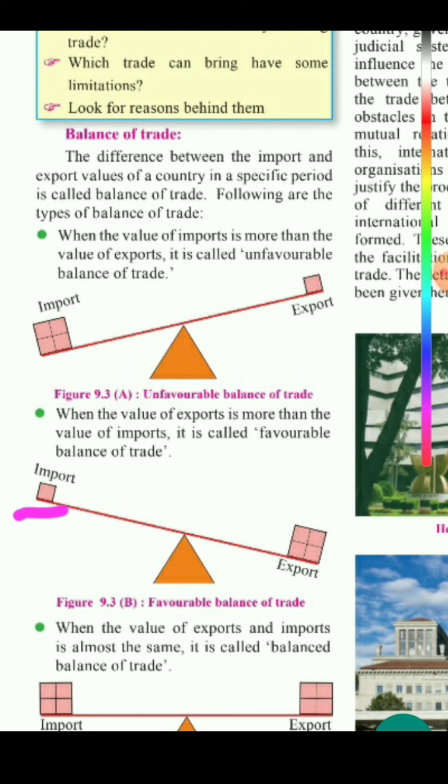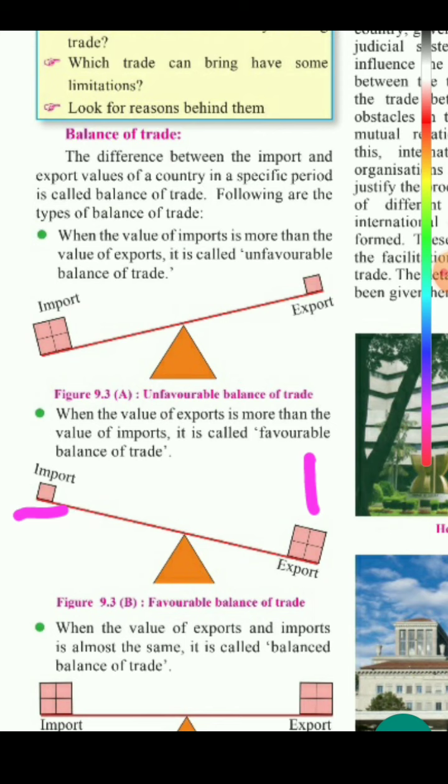Here your import is less, so can you see the seesaw has gone up, that side is up, and your export side is down. That means you are importing less but exporting more of your country's products. So when you import less, less amount goes out of your country, and when you export more, more amount comes into your country. Amount coming into the country is always good. That is why this sort of trade is called favorable balance of trade. Any country will like to have such a trade. Mostly the advanced, developed countries will have favorable balance of trade.